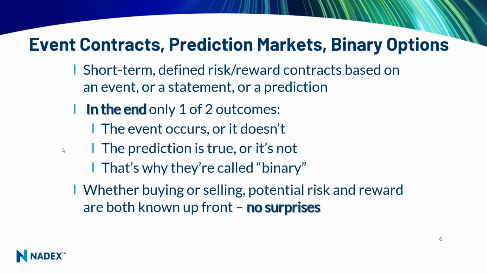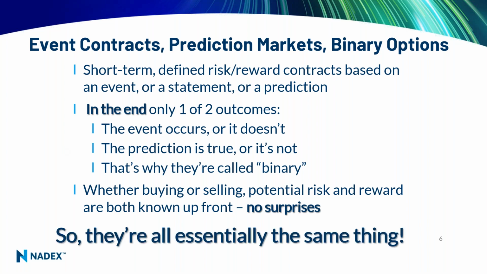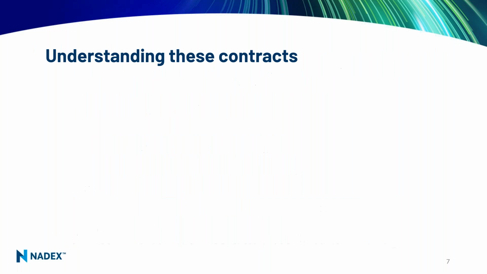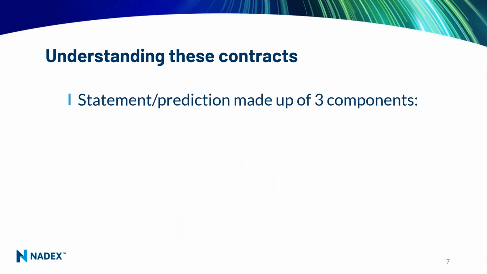That's why they're called binary options. It's simply a fancy name for predicting something, and either it's going to be true or it's going to be false. And you could think up anything that says, well, it's either this or it's going to be that, is a binary option. And it's just a matter of what market you're talking about. What are we predicting? So in the end, they are all the same thing. Now let's talk about what makes up these contracts. And there are three components that make up these contracts.